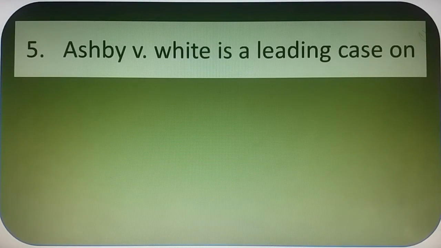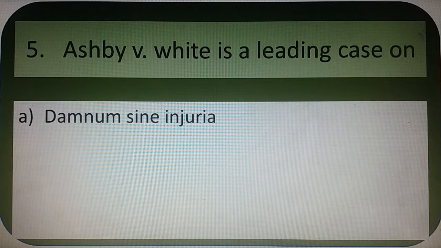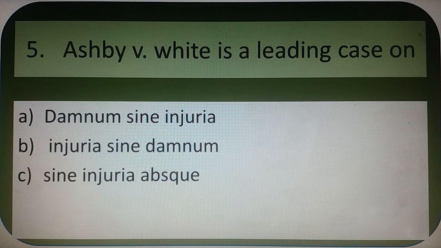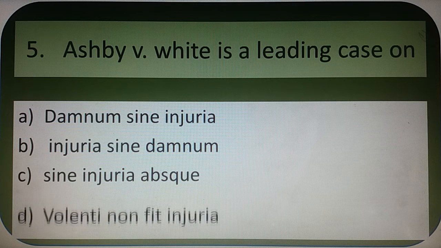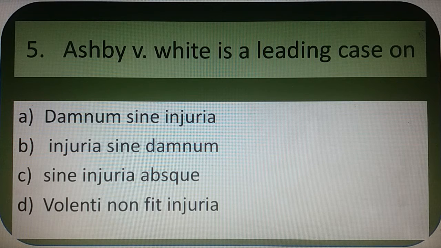Ashby versus White is a leading case on, options are damnum sine injuria, injuria sine damnum, injuria sine damno, volenti non fit injuria. And the correct answer is injuria sine damnum, that is, injury without any damage.